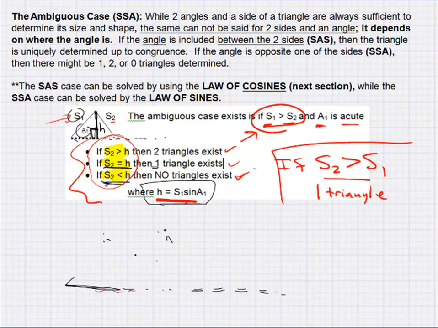If one triangle exists, you apply law of sines, just like we've been doing in the past 2 examples. You get your answer and you're done. Now, if 2 triangles exist, you're going to apply law of sines, get an answer, but then you're going to have to somehow come up with a second answer. And we'll see how that happens. So let's see a couple of examples of these situations.